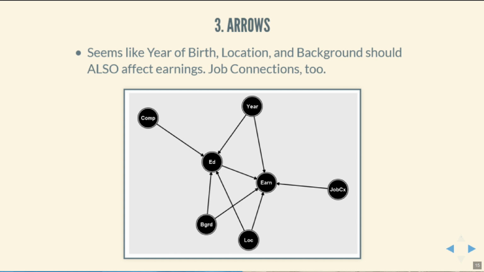The job connections that we mentioned before are going to affect your earnings, but might not affect your education in the same way. We also have compulsory schooling. We don't think that there's an arrow from compulsory schooling to earnings. Now, compulsory schooling might affect your earnings because it made you get more education, but we can follow the path there. We would go from compulsory schooling to education and then to earnings. There's no direct link from compulsory schooling to earnings.